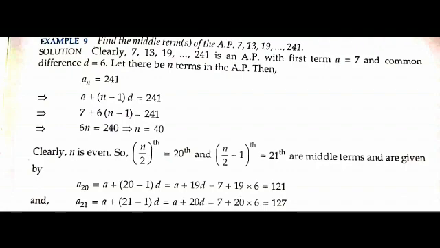Next is A21. So we have A plus 21 minus 1 into D, that is A plus 20 into D. It is equal to 7 plus 20 into 6, which is equal to 127. And therefore we have 121 and 127 as the middle terms of the given AP.